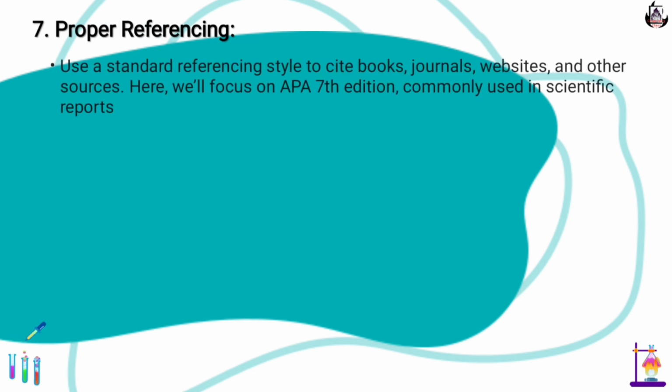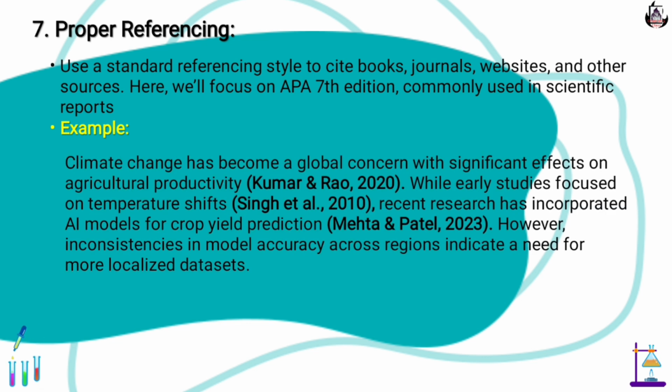For referencing, always use a standard referencing style to cite books, journals, websites and other sources. Here, we'll focus on APA 7th edition. This edition is commonly used in scientific reports, as you can see on your screen.